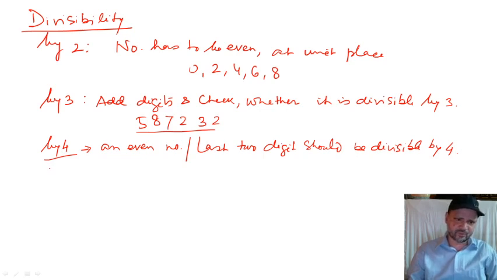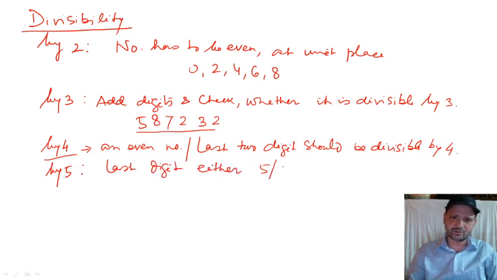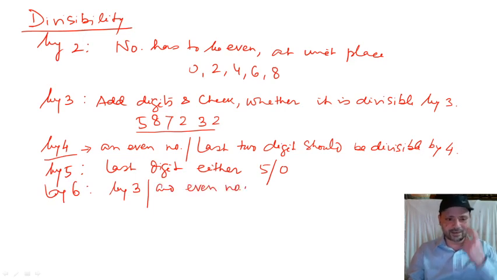Then comes 5. For 5, you know that the last digit has to be either 5 or 0. Then comes 6. For 6, the number must be divisible by 3 and be an even number. First you have to see that it is divisible by 3, and then it should be an even number. Then go to 7. For 7, we will talk about the rule that is the remainder theorem, so we will go for that.